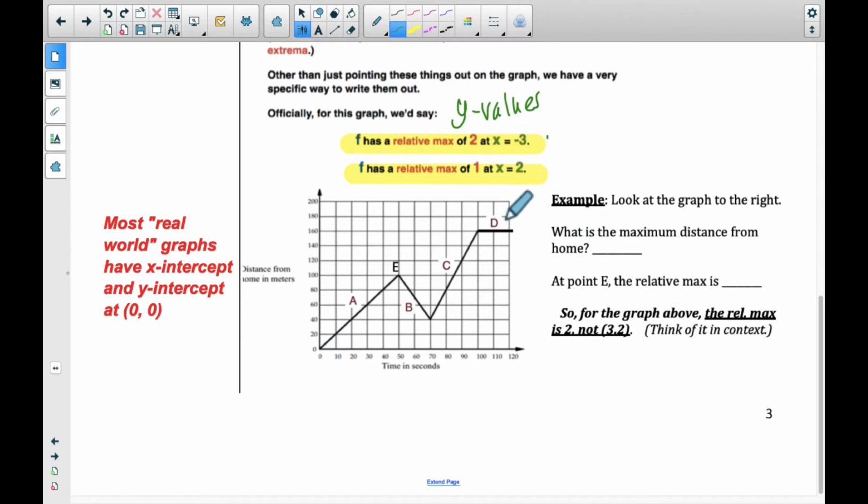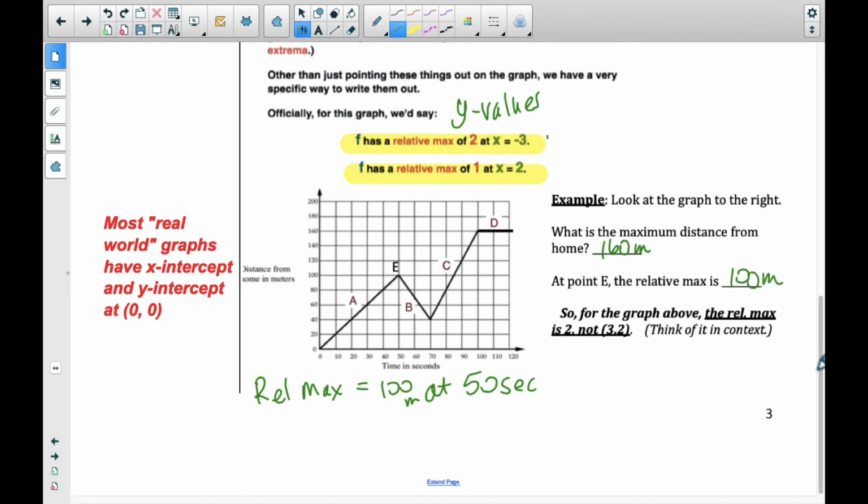Okay, if we look at this graph and we ask what is the maximum point, maybe what we're really asking is what is the maximum distance from home. And there is a relative max here at E, which is at 100, and that happened at the 50-second mark. So there was a relative max there at 100 at 50 seconds. And then the maximum distance, well, the farthest away they got from home is 160. And I guess we should put a label with it, meters. We can put our meters at our 100 as well. And so at point E, the relative max is 100 meters.